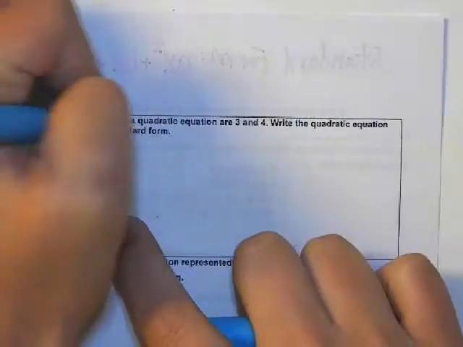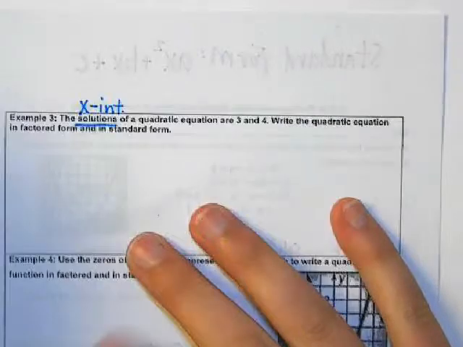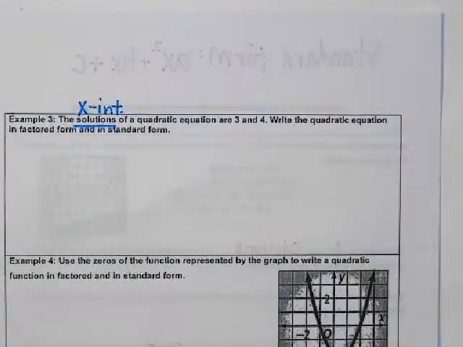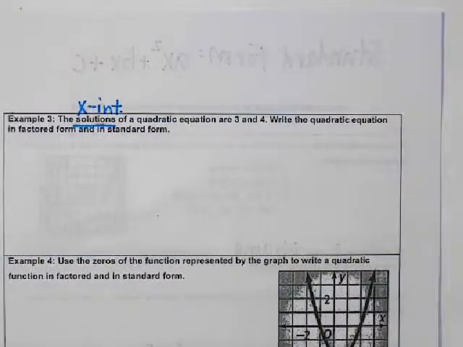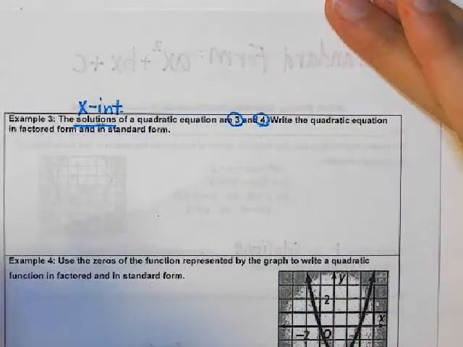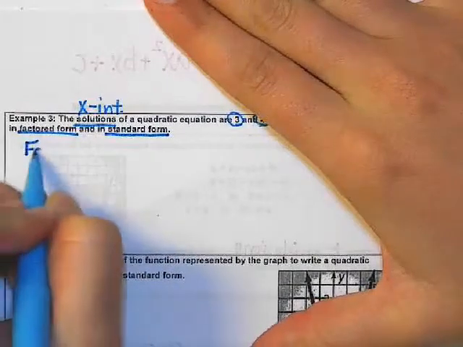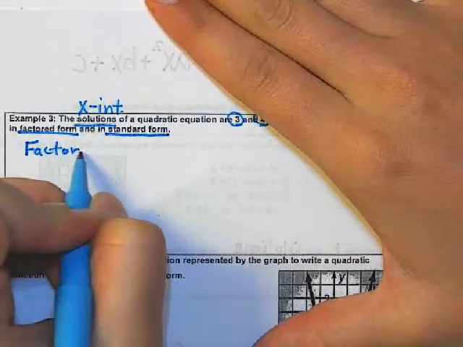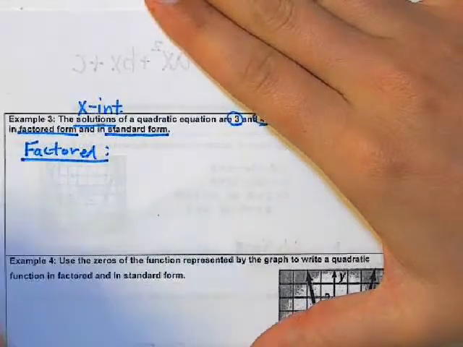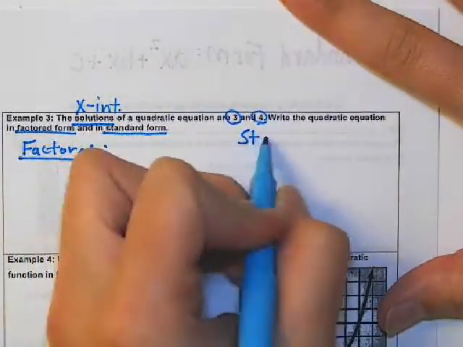Example 3. The solutions. What does solutions mean? X-intercept. What's another word for solutions? Roots. What's another word for solutions? Zeros. And x-intercept. The solutions of a quadratic equation are 3 and 4. Write the quadratic equation in factored form and standard form. Factored goes first. You have to do factored first, because you have to get them in the parentheses in order to double distribute, right? So you have to do factored form first, and then we can go into standard form.